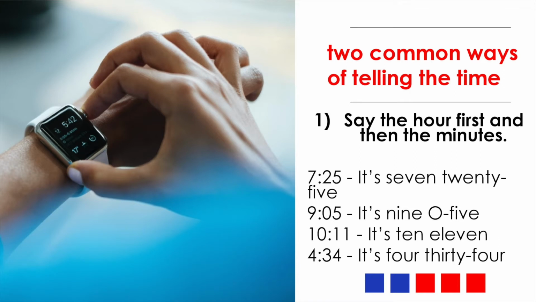Two common ways of telling the time. Say the hour first and then the minutes. It's 7:25. It's 9:05. It's 10:11. It's 4:34.